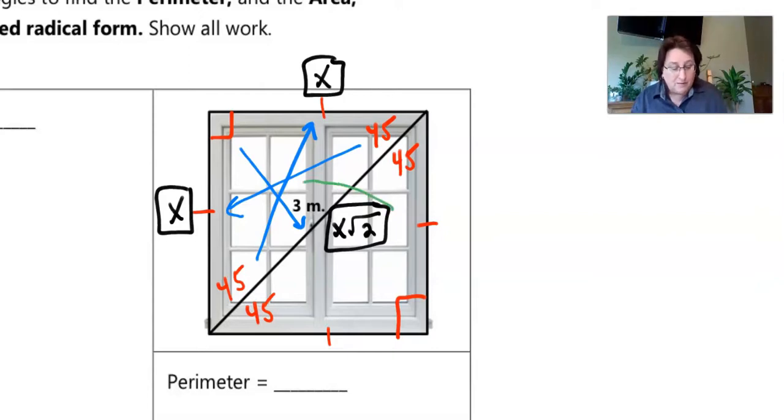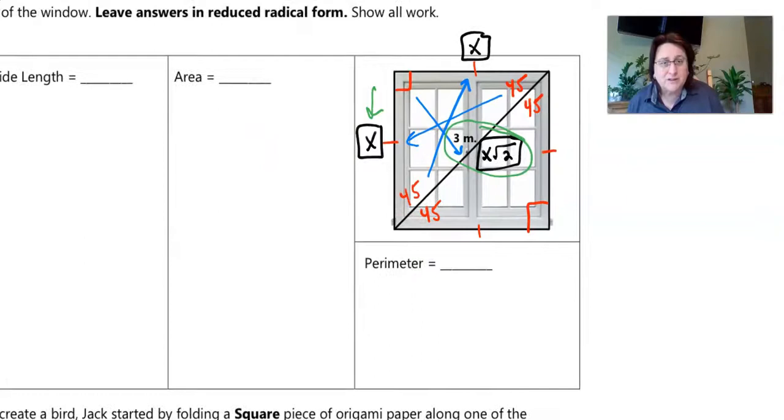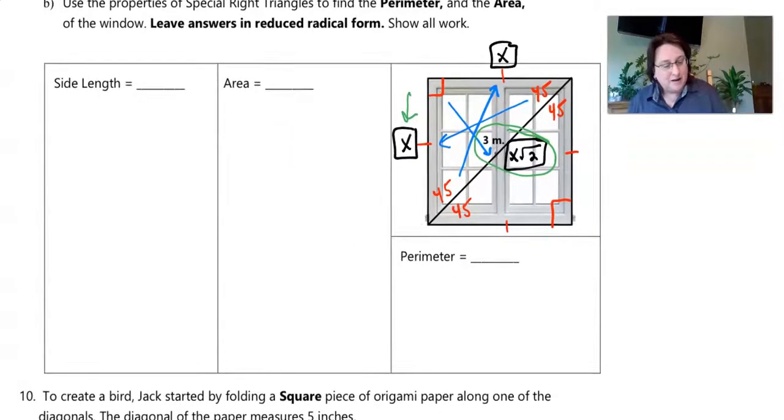Well, guys, right here, we know that 3 meters and x square root 2 equal each other because they're on the same line. Oh, okay, so that will help us to solve for x, and then we can go and plug x in to get the side length, can't we? Okay, so let me zoom back out, and let's go take a look. I just said that the 3 meters equals the x square root 2. Now we need to solve for x.